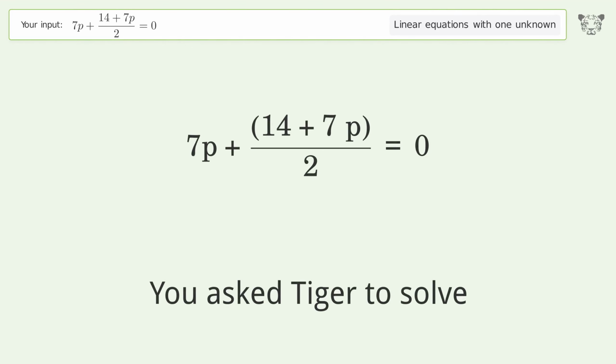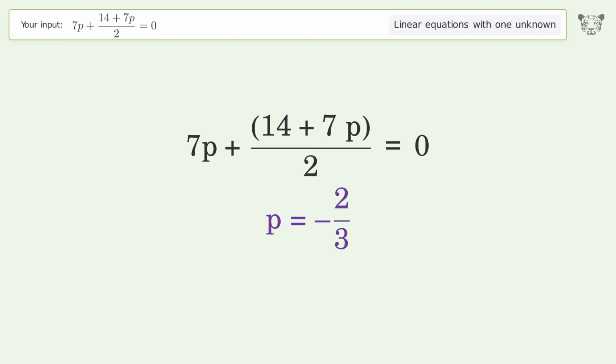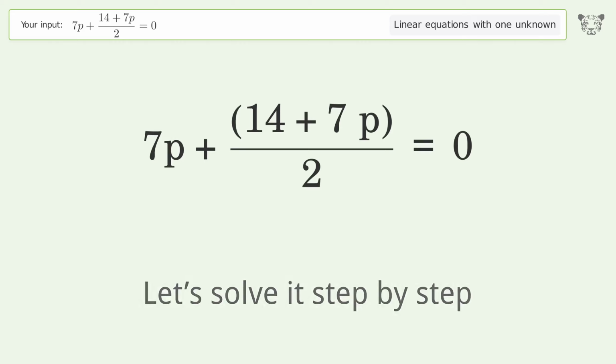You ask Tiger to solve. This deals with linear equations with one unknown. The final result is p equals -2/3. Let's solve it step by step.